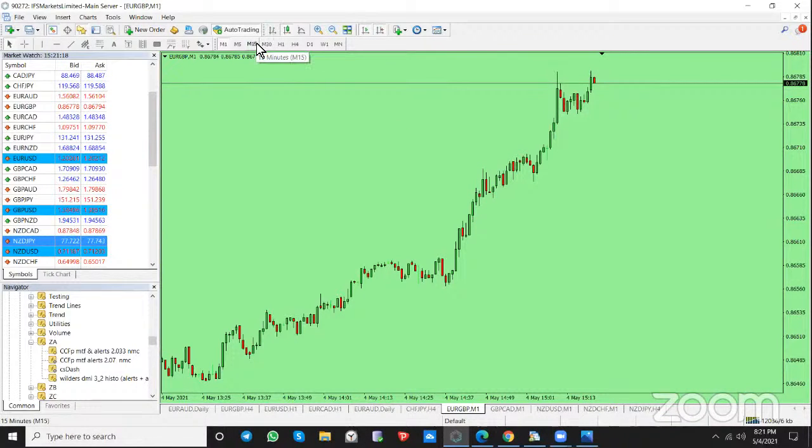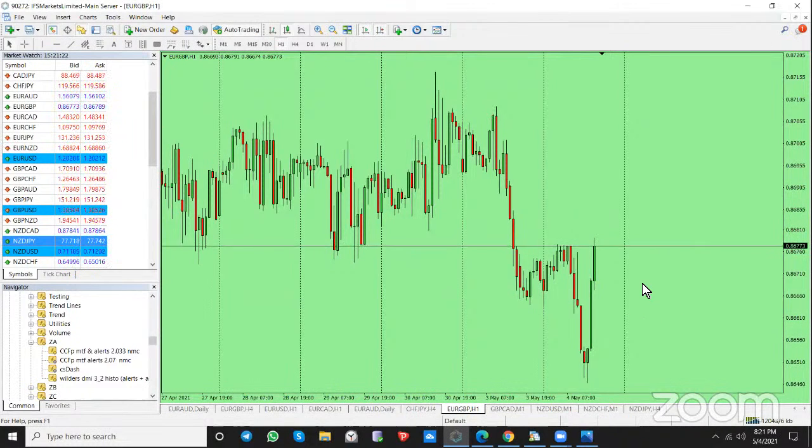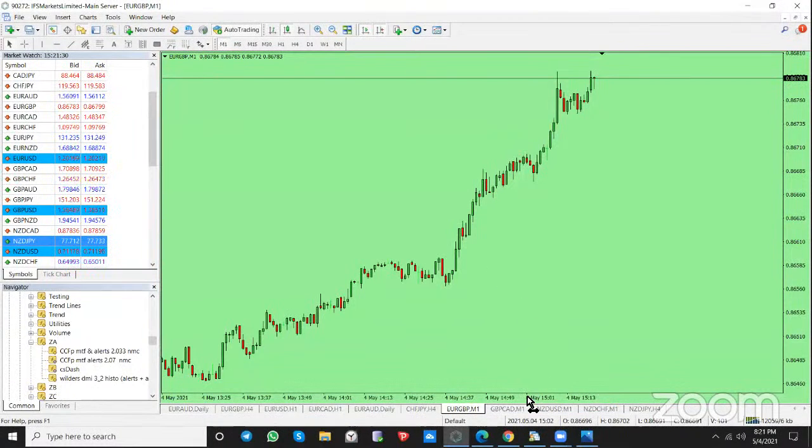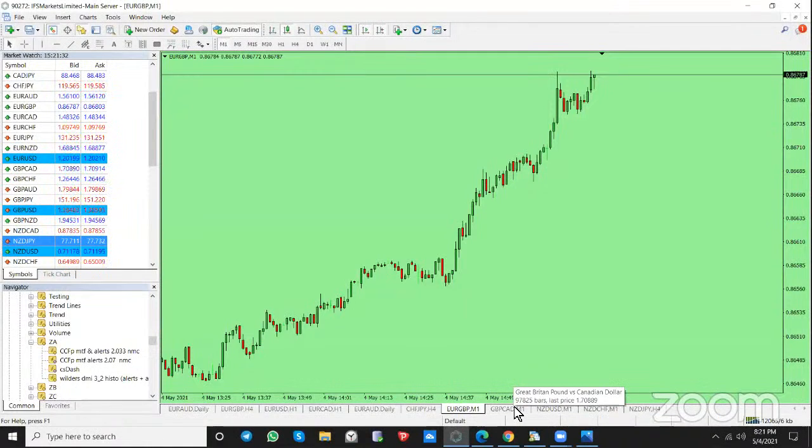So I took the reading at M15. You can always refer to H1, whether it's to make sure you're trading counter trend or with trend. That's all you have to do. So if you're trading counter trend, just cut your risk. If you're trading with trend, then just use your normal risk.